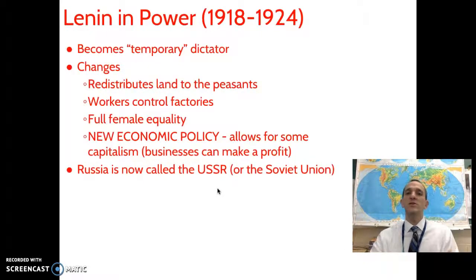And lastly, Russia is going to call themselves the USSR. We're going to change the name. We're not going to be called Russia anymore. We officially changed the name to what is called the Soviet Union, which you may or may not have heard at some point in your life. And the USSR, which you really never have to memorize, is the Union of Soviet Socialist Republics, but we'll call it the Soviet Union for short.